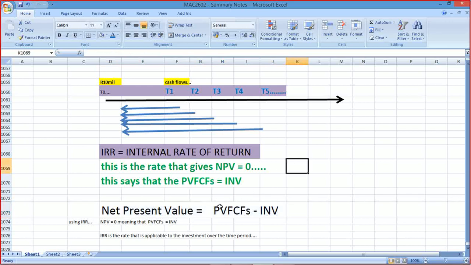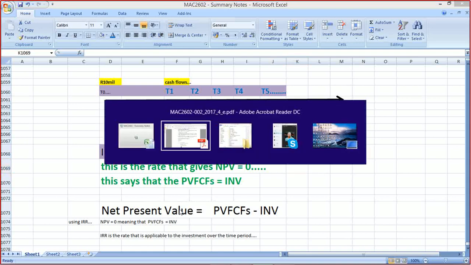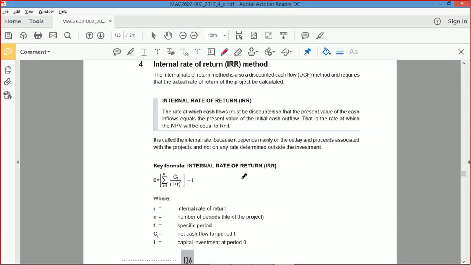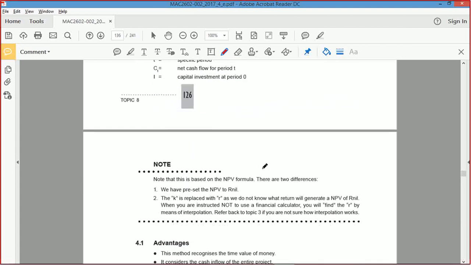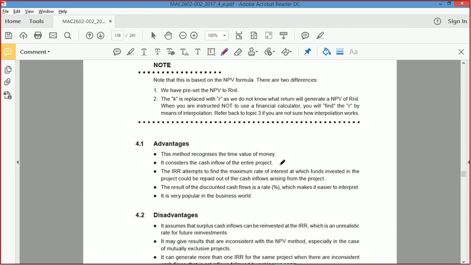Does that make sense? Yes, sir. Okay, so that's what you're trying to calculate when you're looking at the internal rate of return. You can't do it manually. It's a repetitive process called Newton's method. I doubt they would have given you Newton's method here.